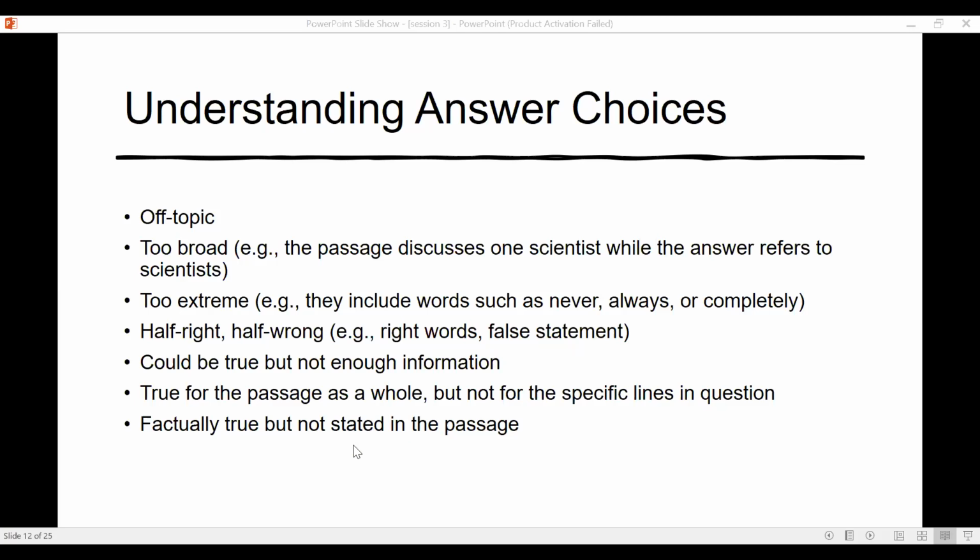Factually true, but not stated in the passage. Perhaps you have read a couple of passages about the topic, and you feel, yeah, this answer choice can be right. You have read this piece of information in one article, in one book, but it is not stated in the passage, then it's going to be wrong. Is it clear? So don't be tricked by such traps.